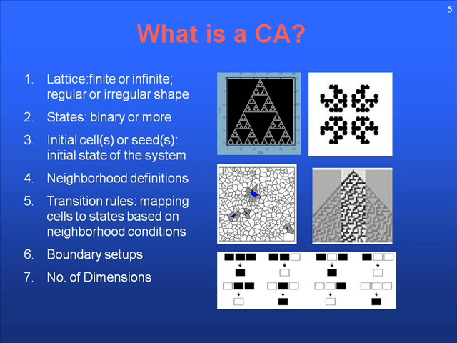Further modifications to the lattice can be achieved through changes in the size of the lattice, the shape of the individual cells in the lattice, and by specifying the dimension of the lattice as a whole. 1, 2, or 3 dimensions are quite common.